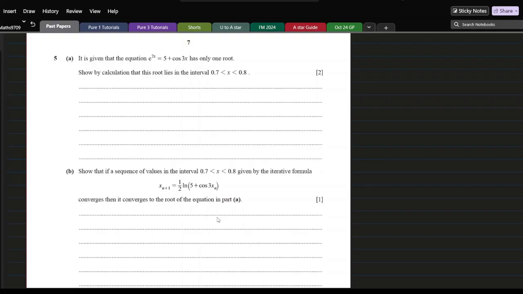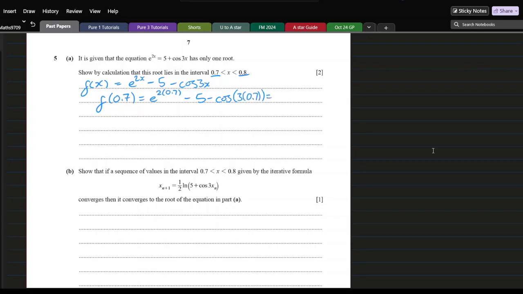Okay, so what we can do is move all the terms onto one side, and we're going to call this function f of x. So f of x is e to the 2x minus 5 minus cos 3x. And then we're going to evaluate f of 0.7 and f of 0.8. And if we have a change in sign, it means a root must lie between these two values. So f of 0.7 is e to the 2 times 0.7 minus 5 minus cos 3 times 0.7.